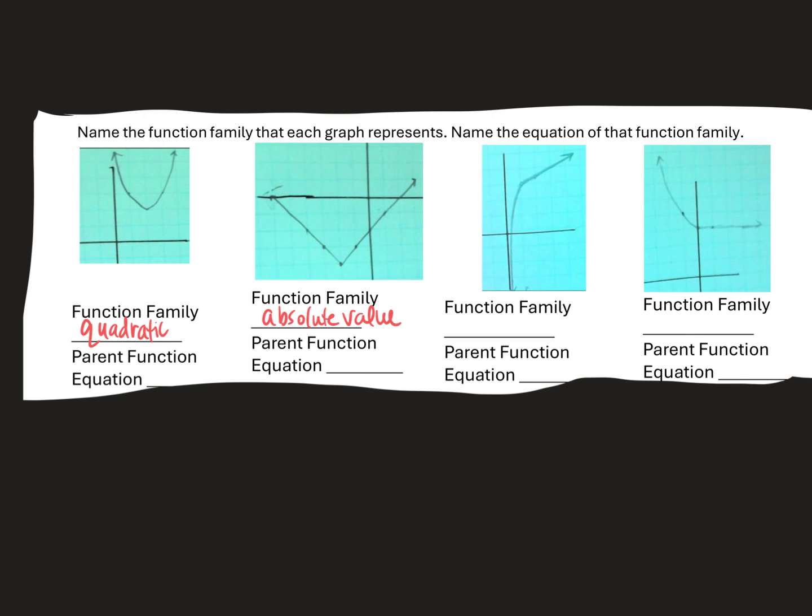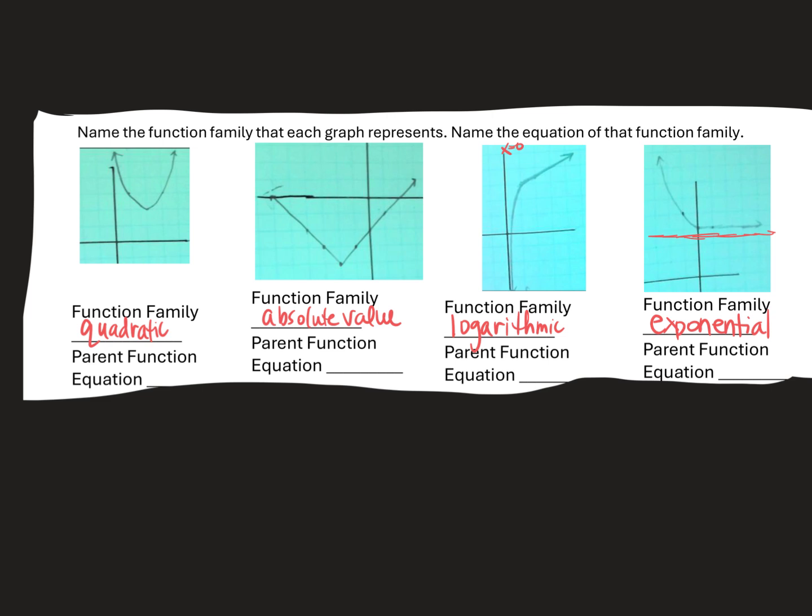This one that has an asymptote of x equals 0 comes from the logarithmic family. And this one here, it doesn't quite look exactly like it, but it has a horizontal asymptote, and so that means it comes from the exponential family.